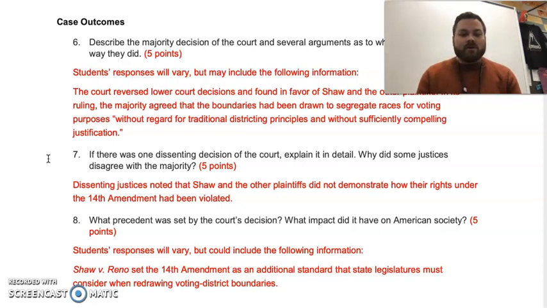So Shaw versus Reno is a result of Baker versus Carr in that, again, the courts are looking at how congressional districts are drawn, but it has an outcome that's kind of irregular in that you tend to think of civil rights laws siding with the minority group. And in this case, they're saying you can't pick one group over another for special privilege.